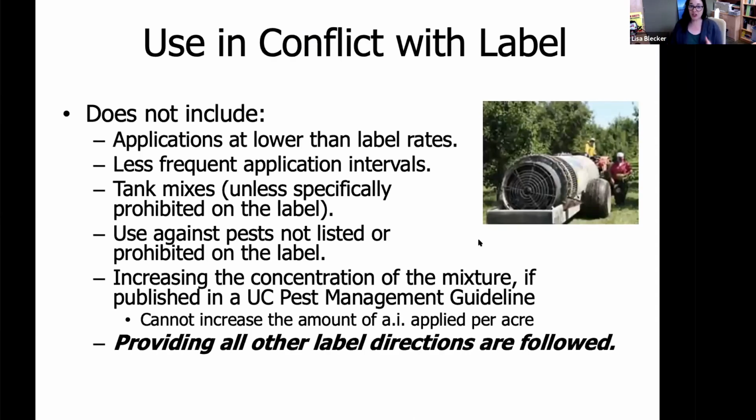So it does not include applications at lower than label rates or less frequent application intervals. For example, if the retreat interval is every 14 days and you want to retreat every 20 days, totally fine. But if the application retreat interval on the label is 14 days and you want to do it every 7 days, that is use in conflict.